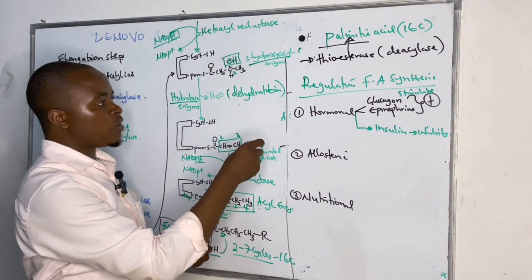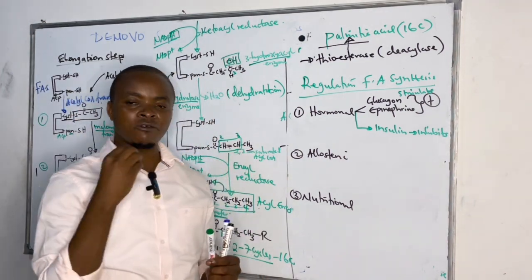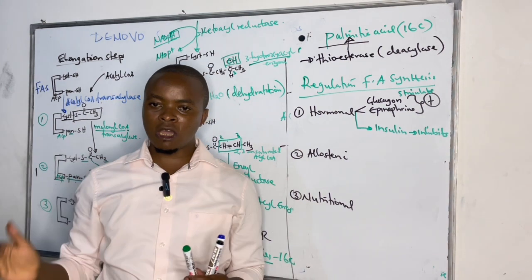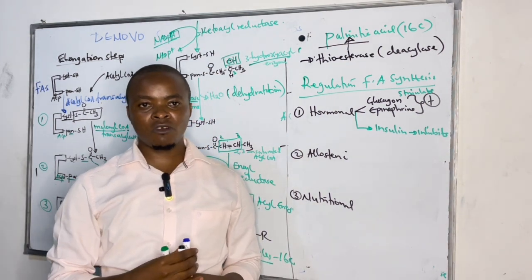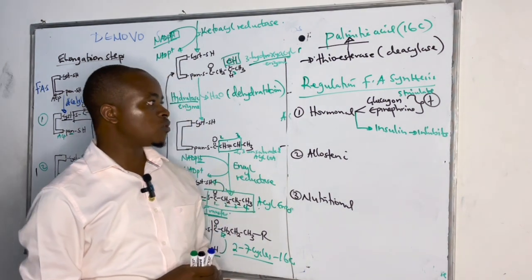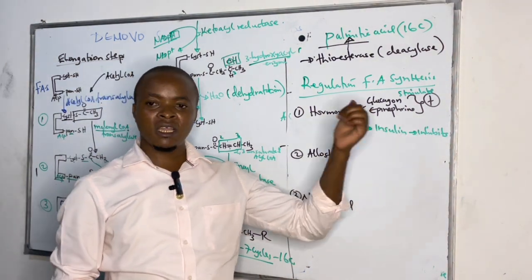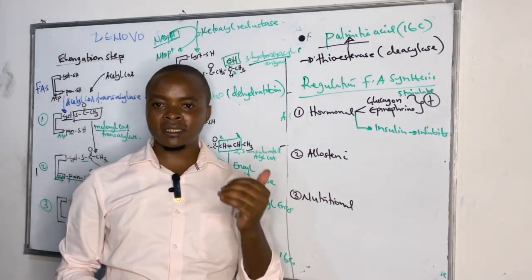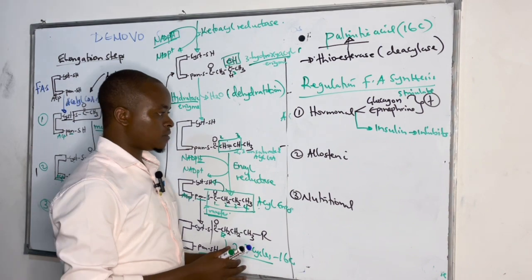And which enzyme are we controlling? We are controlling the rate limiting step, which is the conversion of acetyl-CoA to malonyl-CoA by an enzyme known as acetyl-CoA synthase, which is the rate limiting step. So glucagon and epinephrine can stimulate it, whereas insulin inhibits it.